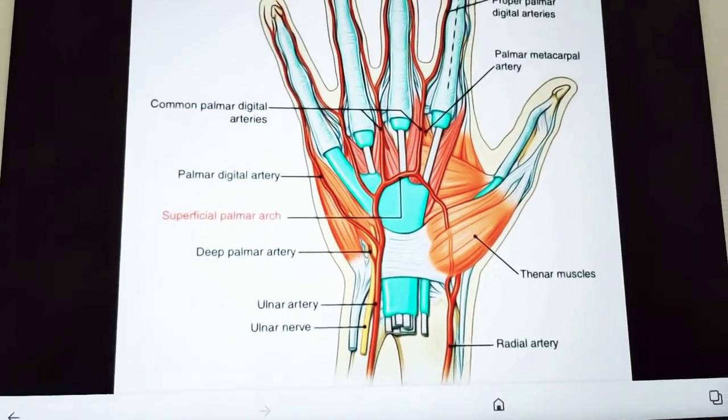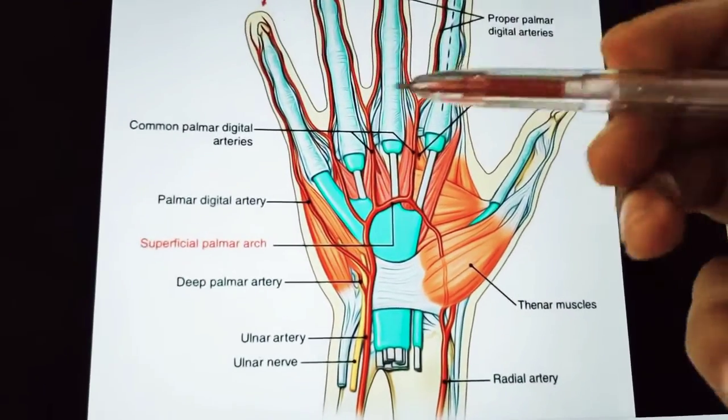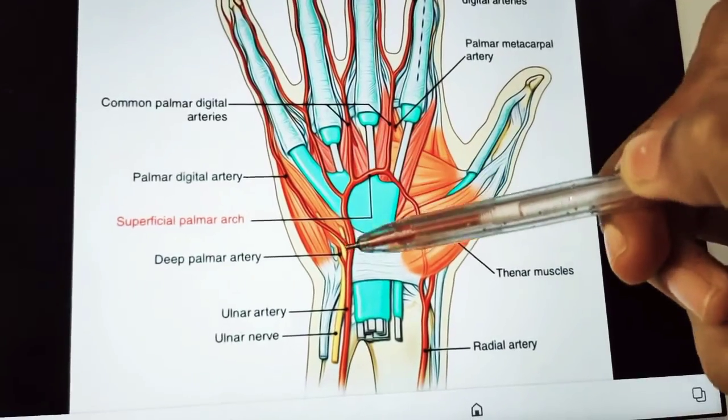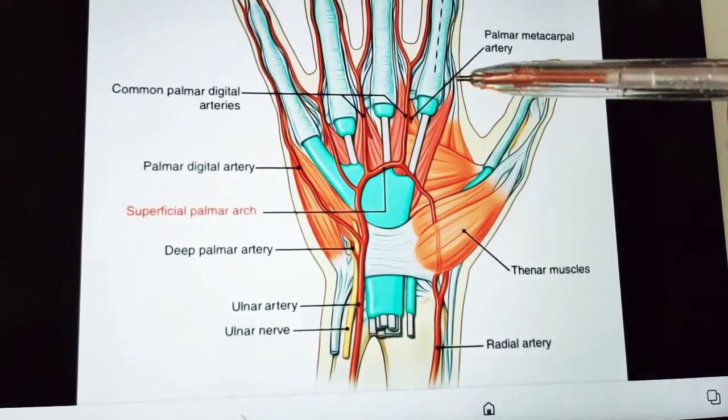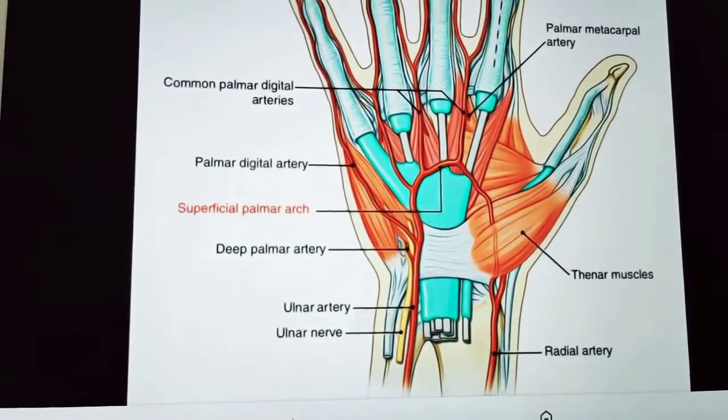Back to our channel. Today we are going to start the superficial palmar arch. If you see here, this one is a superficial palmar arch. This superficial palmar arch is mainly formed by our ulnar artery.